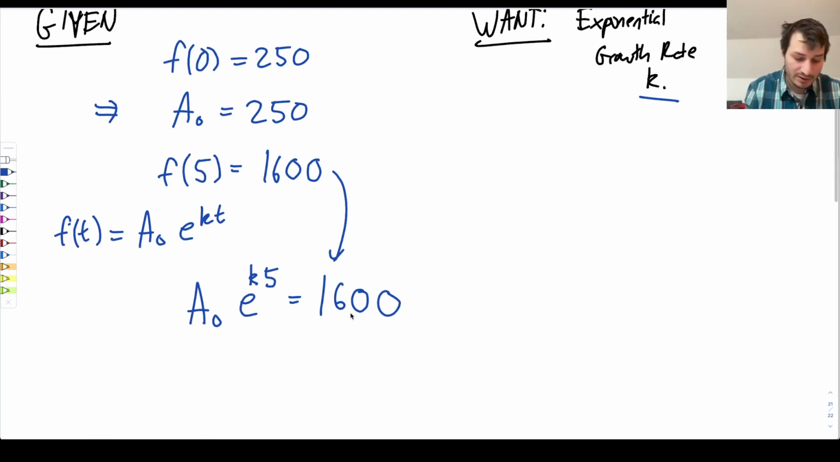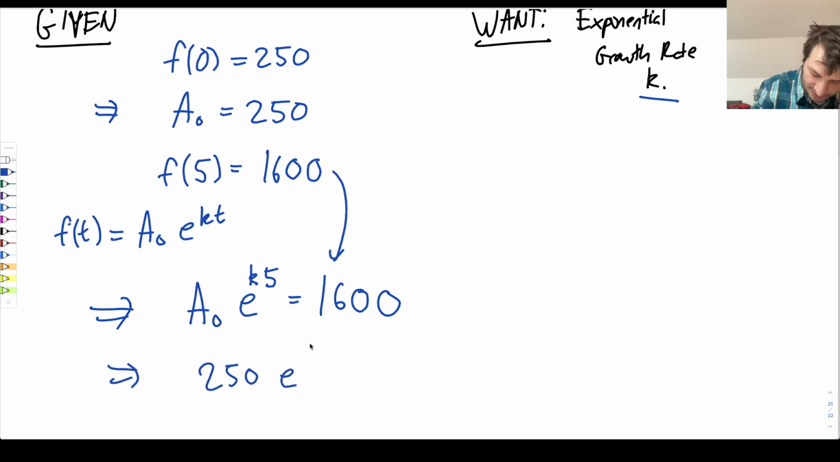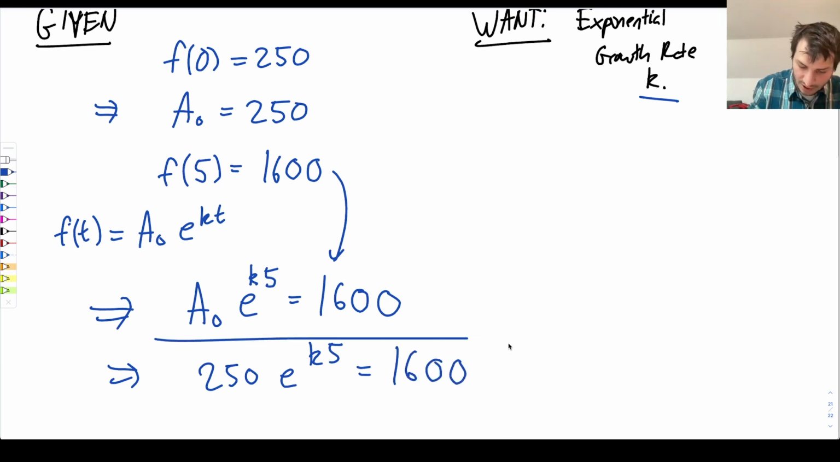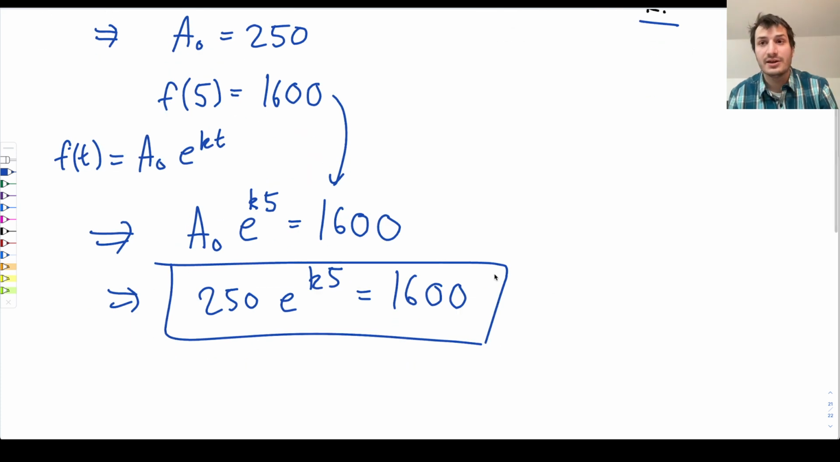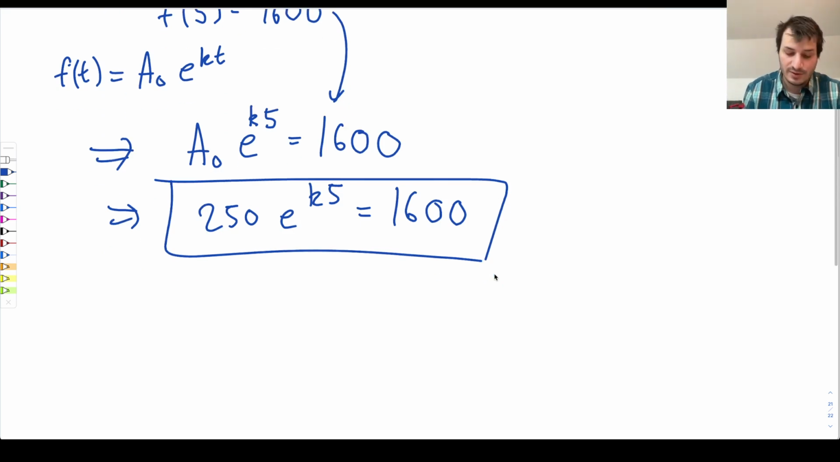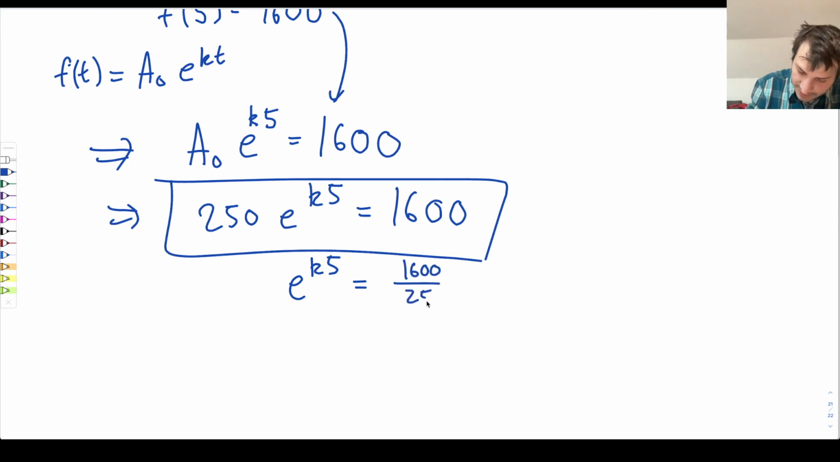And we also know what a0 is. a0 is 250. 250 e to the 5k equals 1,600. So there you go. We have this equation. We just have to solve it for k. So it's going to turn into a nice exponential equation. Move the 250 to the other side. e to the 5k is 1,600 divided by 250.